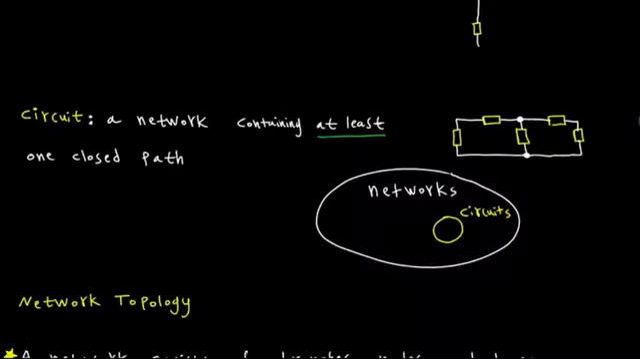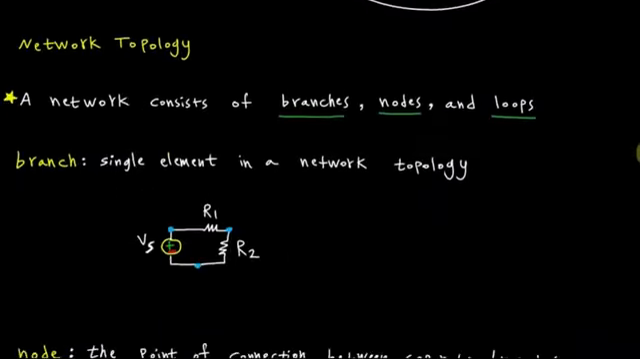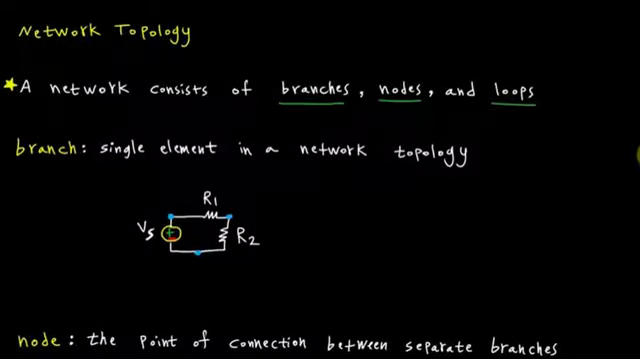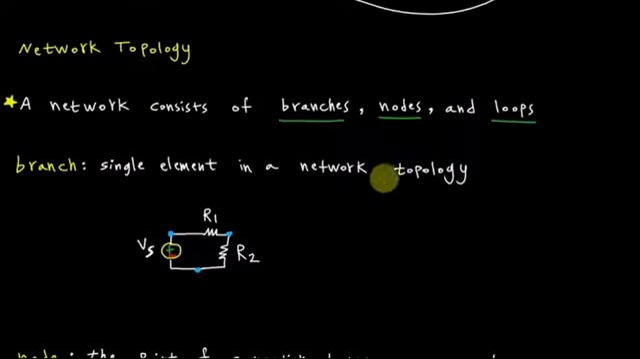Now let's talk about some fundamental ideas in network topology and how they relate to circuit analysis. A network consists of branches, nodes, and loops, and a branch is a single element in a network topology. So in this network topology, which happens to be a circuit because it has at least one closed path, we can see that there are 3 different branches because there are 3 different elements present in the circuit.